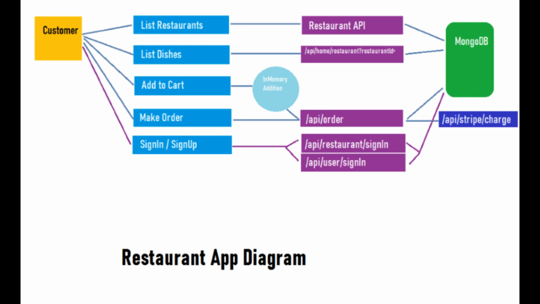As we begin, here's the overall app diagram. It comprises the front end, middle tier, and back end, each playing a crucial role in delivering a smooth user experience.